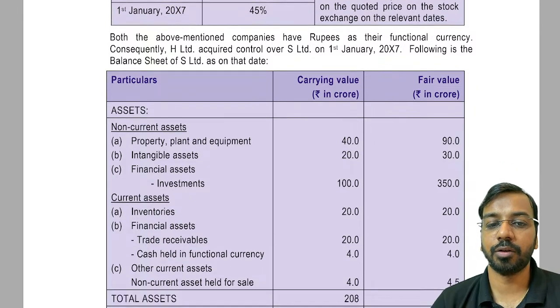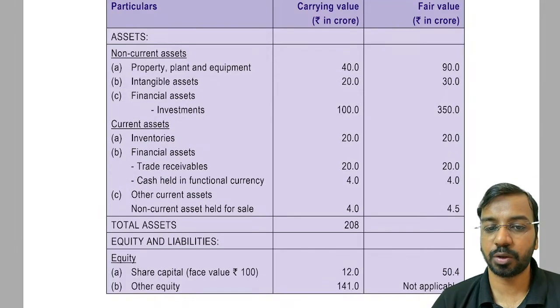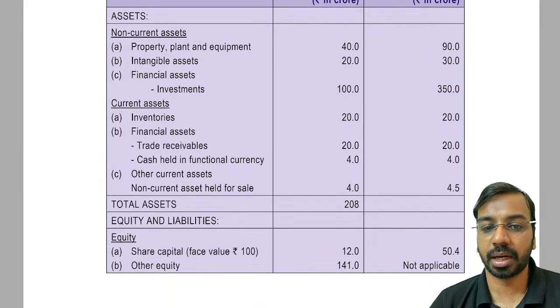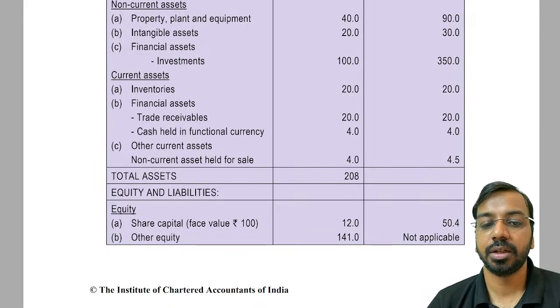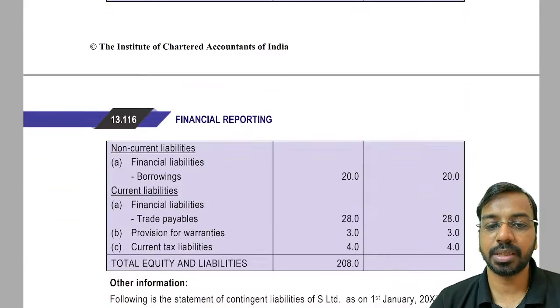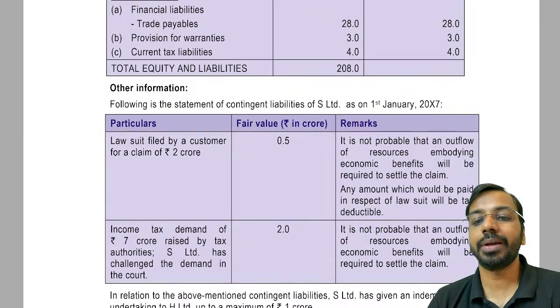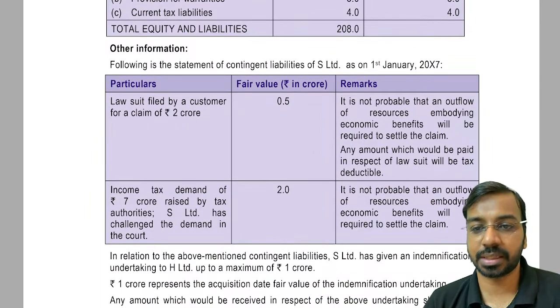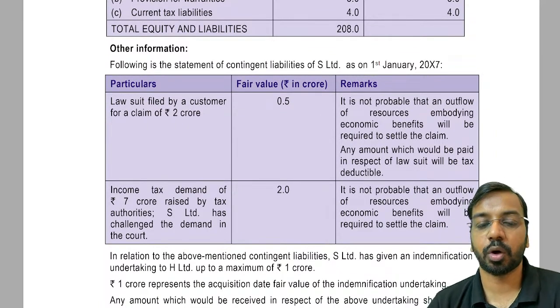Carrying value, fair value. So they have non-current asset, intangible asset, financial asset, inventories, financial assets, trade receivable, cash held in functional currency, other current assets, and that includes non-current assets held for sale, total assets, then share capital, other equity, you have non-current liabilities and current liabilities. Okay, other information. Following is the statement of contingent liabilities of S Limited as on 1st of January of year 7.